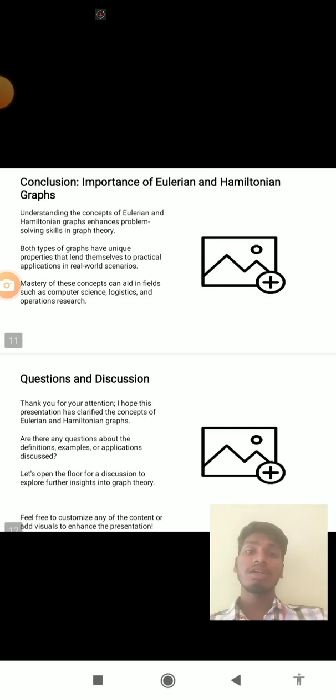Next topic is the conclusion: the impact of Eulerian and Hamiltonian graphs. Understanding the concepts of Eulerian and Hamiltonian graphs enhances problem solving skills in graph theory. Both types of graphs have unique properties that lend themselves to practical applications in the real world. Many of these concepts apply in fields such as computer science, logistics and operations research.